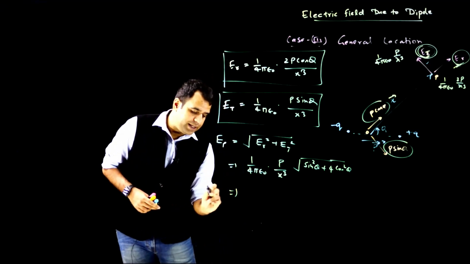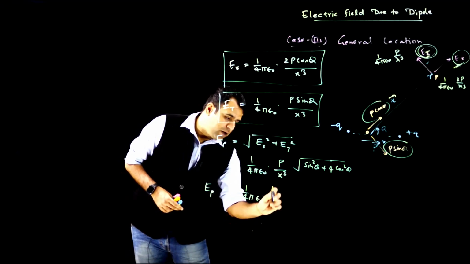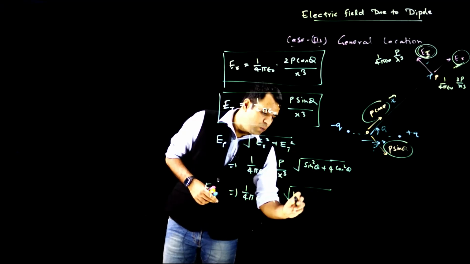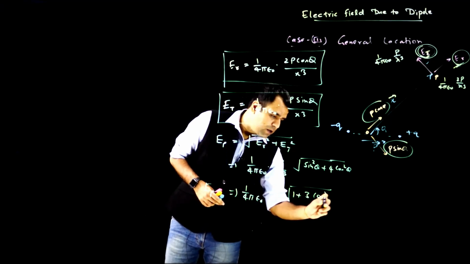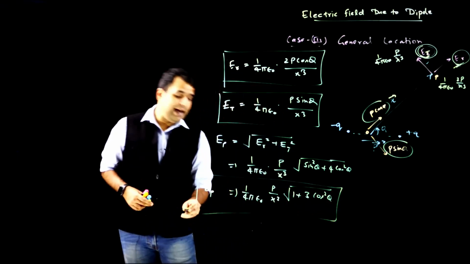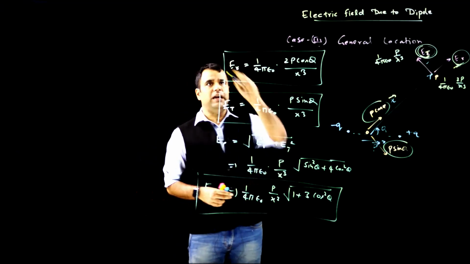And if you further simplify it, the value will come out to be 1 upon 4 pi epsilon naught P upon x cube under root of 1 plus 3 cos squared theta. So this becomes the net electric field at a general point. Okay, but we should not memorize this formula if we can memorize these ones.